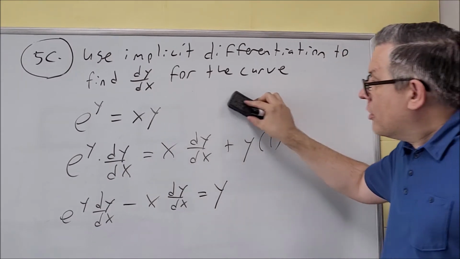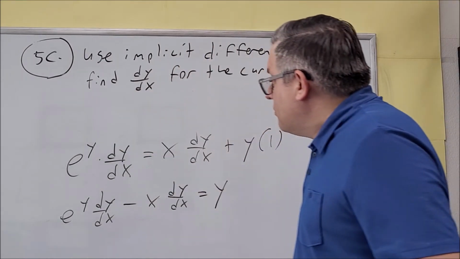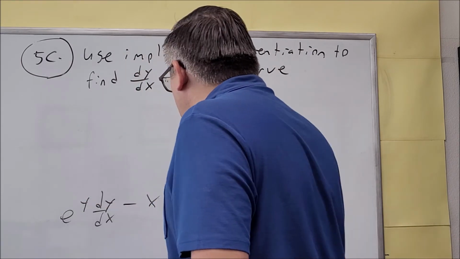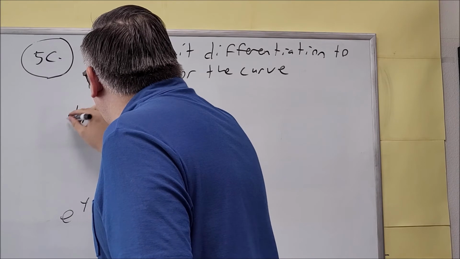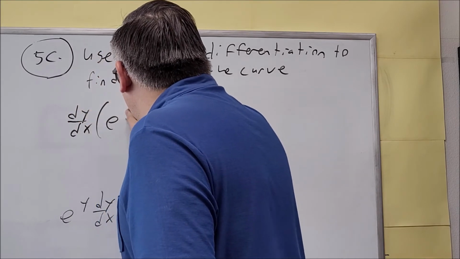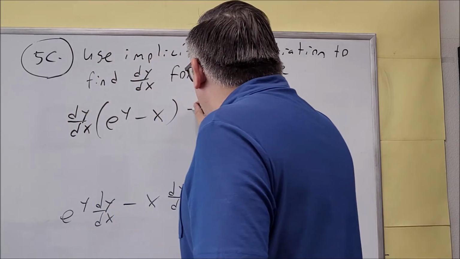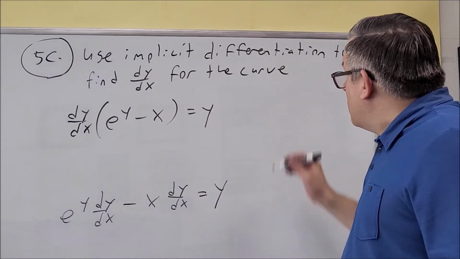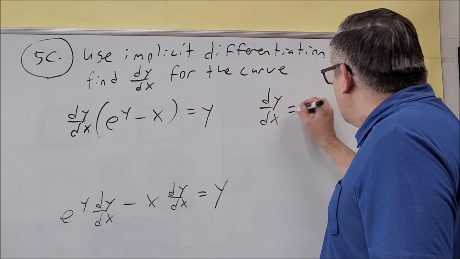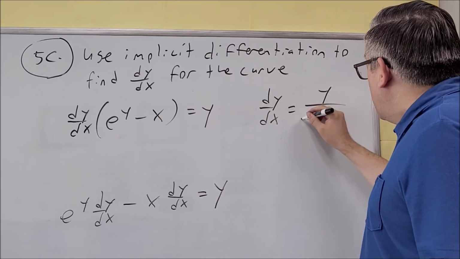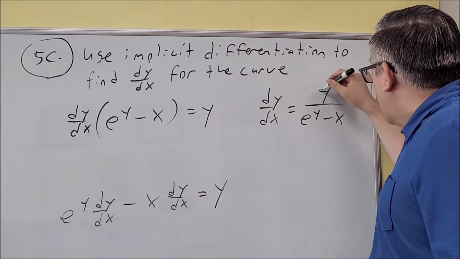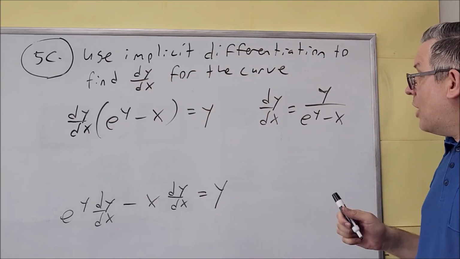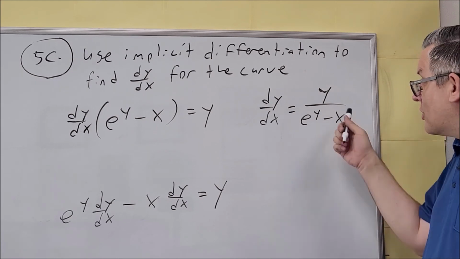So I'm going to come up here and continue that. So if I do that one, then we get dy/dx times (e to the y minus x), and that equals y right there. The last step, divide both sides, and so dy/dx here is going to be y divided by e to the y minus x. So right there, there's nothing else that you need to do on these kind of problems as far as simplifying. That's as far as you need to go.